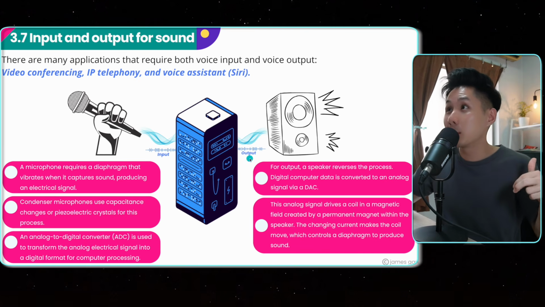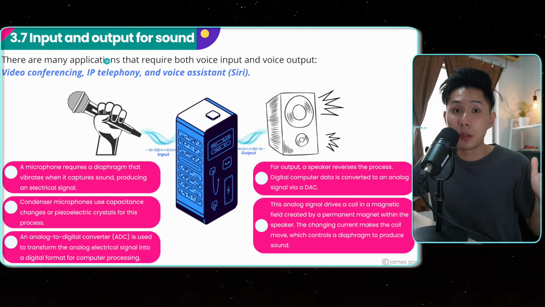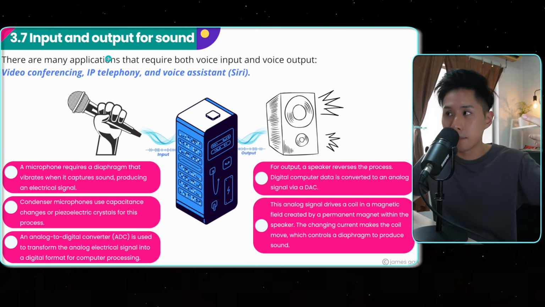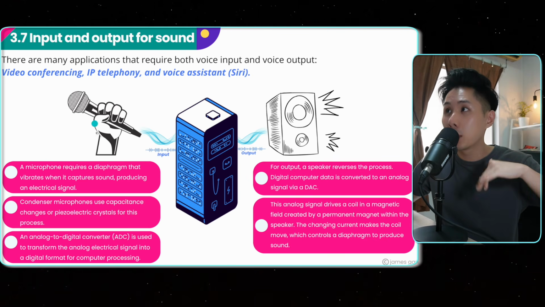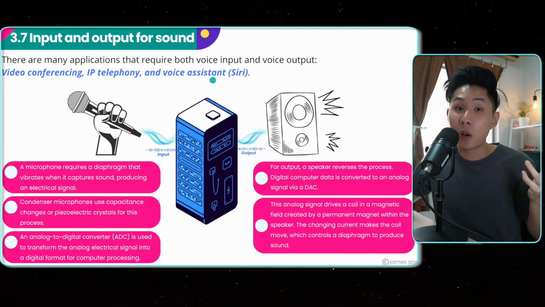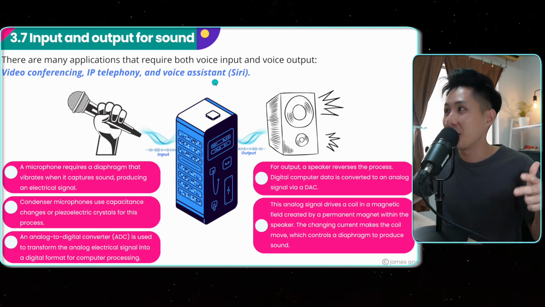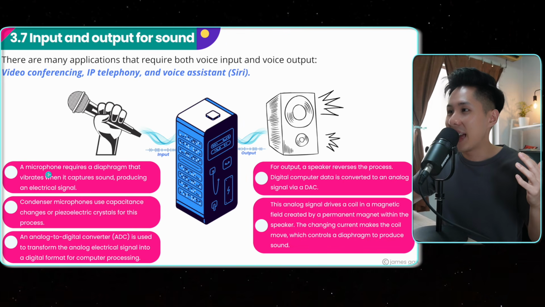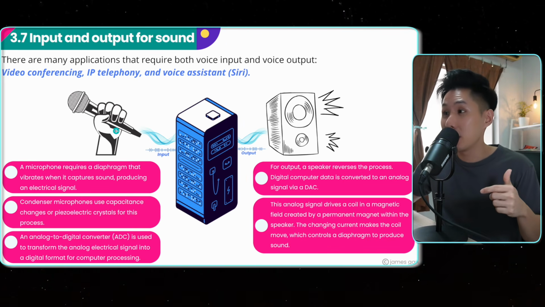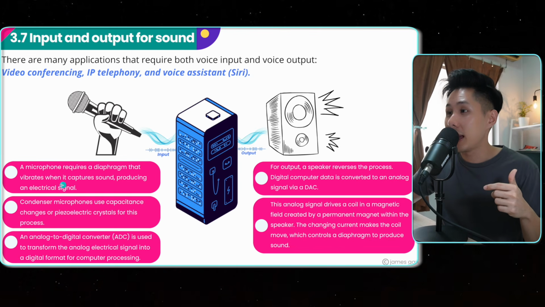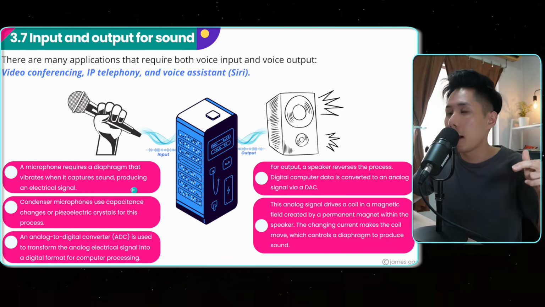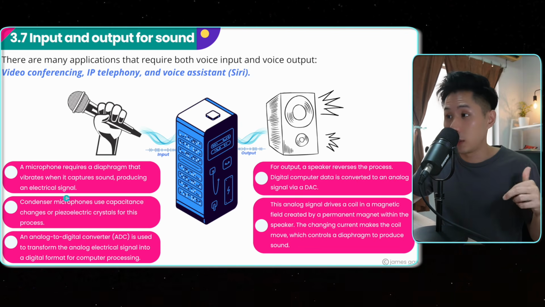Now, last but not least, we want to look into the input and output for sound. For now, I'm using a microphone to record my teaching. But of course, input of sound is important in many other instances like video conferencing and also voice assistants, for instance, Siri. Usually the input device for sound is a mic like the one I'm using now. It requires a diaphragm that vibrates when it captures sound, captures its frequency and also amplitude, producing an electrical signal, which is 0 and 1.